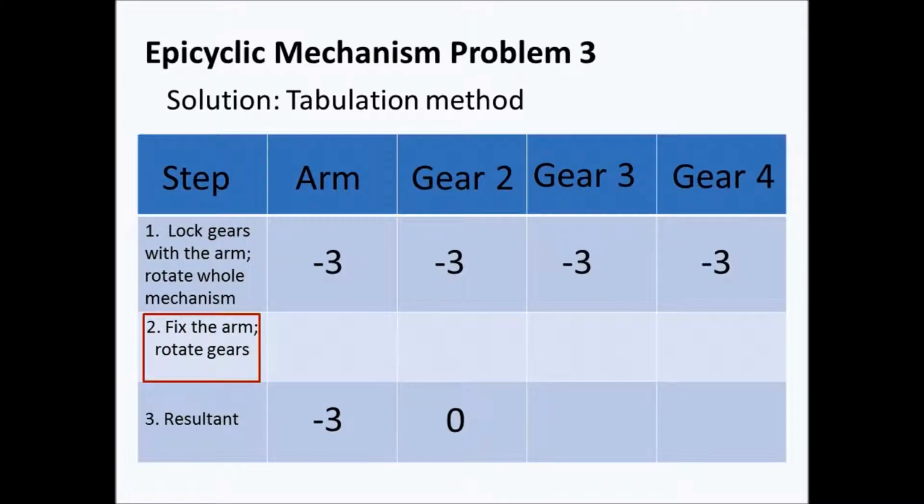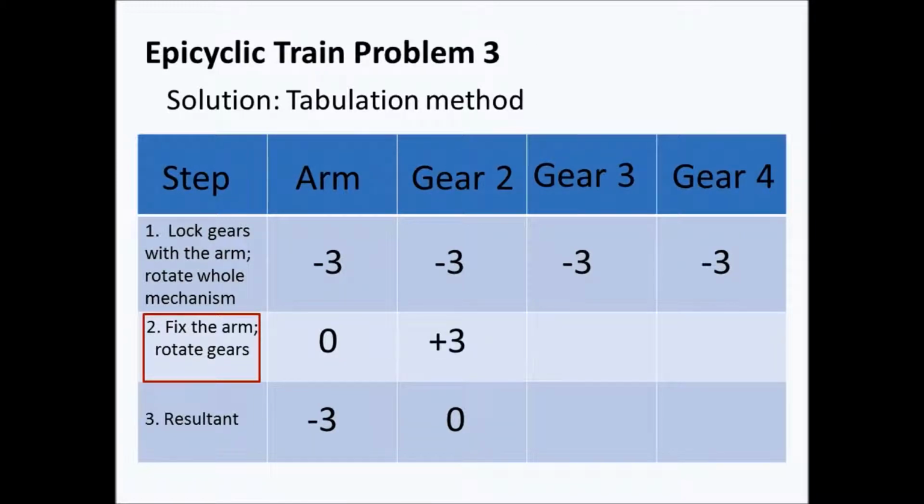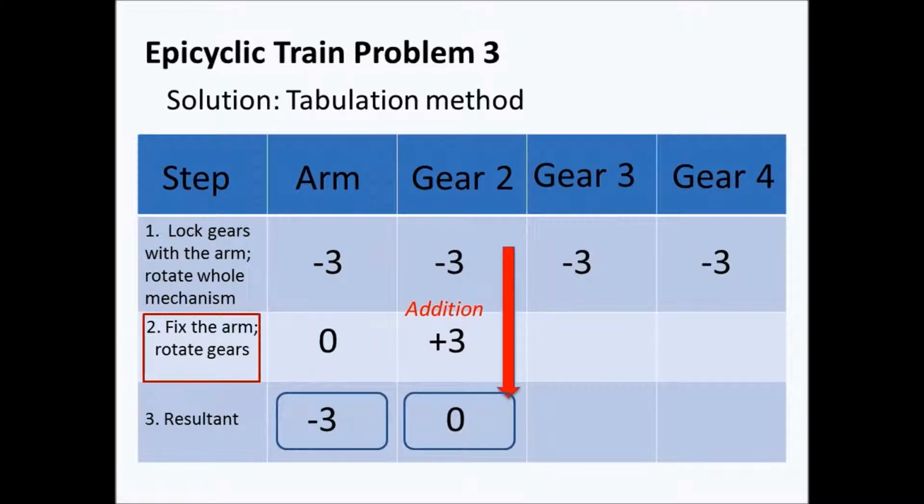As our second step, we will have to fix the arm. That is, writing 0 in the box of the arm. And we understand that the addition of these numbers in the column for the arm will result to -3 for the resultant. That is also true for gear 2. We put +3. If we add it to -3, that will be 0, which is one of the given.